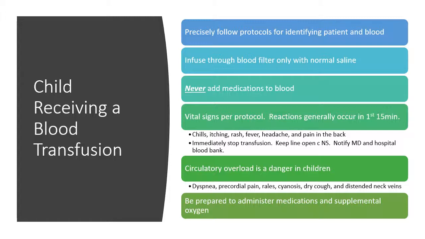One of the big things that we also worry about in kids is circulatory overload. So once you put extra cells into the bloodstream, they have a really large oncotic pulling pressure, and so all of the fluid from the interstitial and cellular spaces is going to get pulled into the intravascular space, and the child can rapidly experience circulatory fluid volume overload. So be on the lookout for things like crackles, chest pain, shortness of breath, coughing, JVD, and be prepared to administer oxygen, and medications like diuretics if needed to counteract those signs and symptoms.